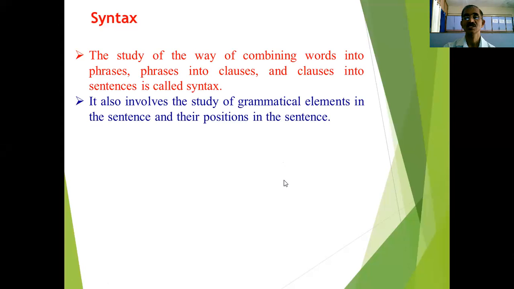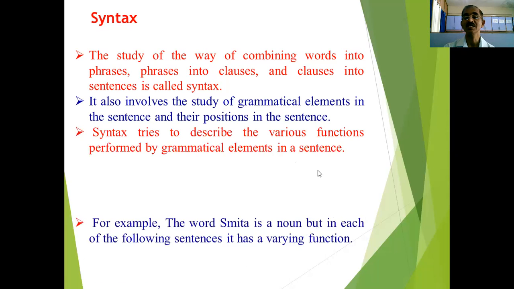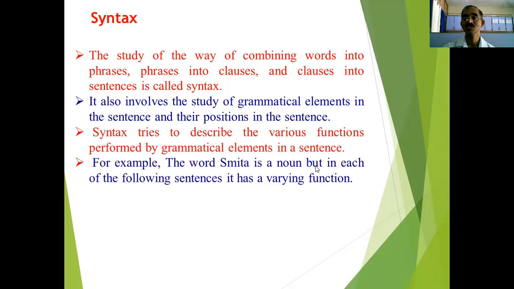Syntax involves the study of grammatical elements in a sentence and their position in the sentence. Whenever we study syntax, it involves the study of grammatical elements in a sentence, and at the same time their position in the sentence. So syntax tries to describe the various functions performed by the grammatical elements in the sentence.